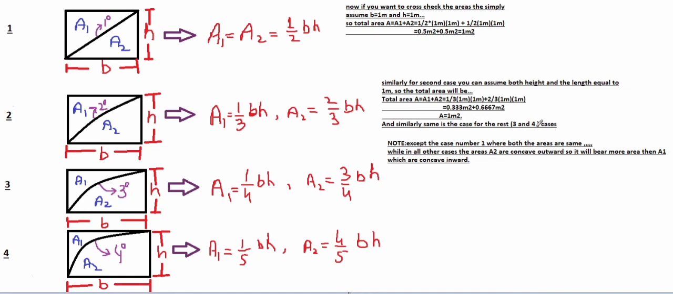And similarly, the same is the case for the rest, cases 3 and 4. There are some notes you have to bear in mind. Except for case number 1 where both the areas are the same, A1 is equal to A2 because it has been bisected by a straight line, a diagonal. In all other cases the areas A2 are concave outward, so they will have more area than A1, which are concave inward, as I have also told earlier that all A2 areas are concave outward. So they will bear more area than A1.